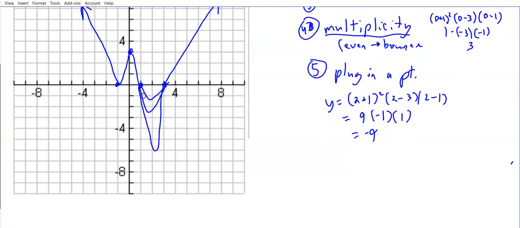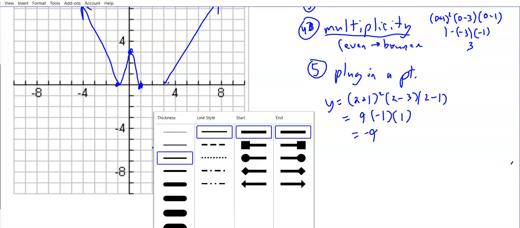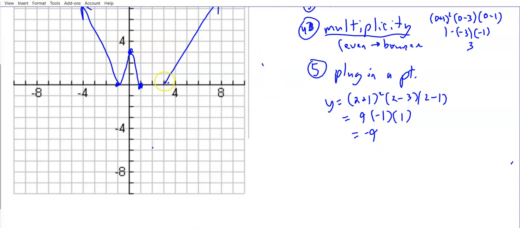So I'm going to go and erase this piece. So again, that's one of the points where it crosses. So it goes down to 2. We plugged in 2 for x and got negative 9, so right about there. It doesn't have to be exact, but now I know it went down a lot further than I thought it was going to go. And that's a pretty good graph of this.